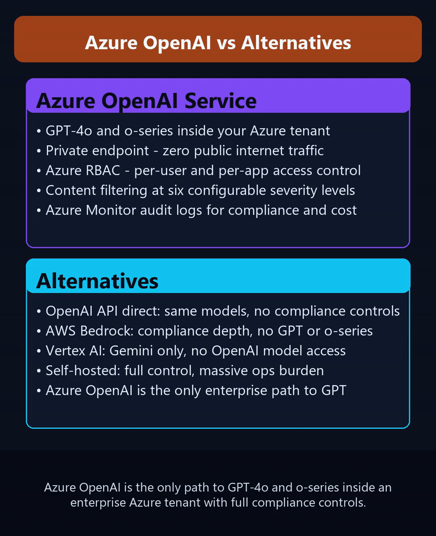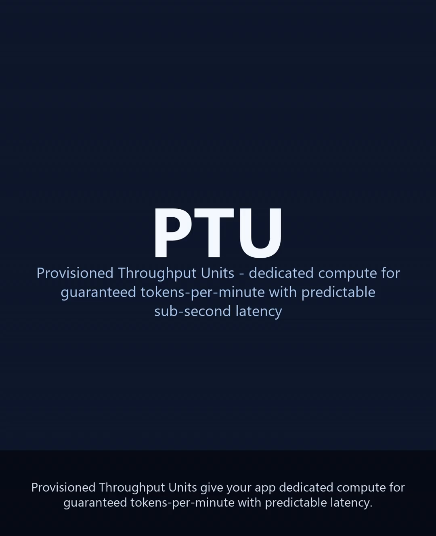Azure OpenAI Service supports provisioned throughput units, called PTUs, that guarantee a fixed number of tokens per minute regardless of platform load. A single PTU deployment gives your application a dedicated compute slice with predictable sub-second latency, eliminating the noisy neighbor latency spikes of the shared pay-per-token API.